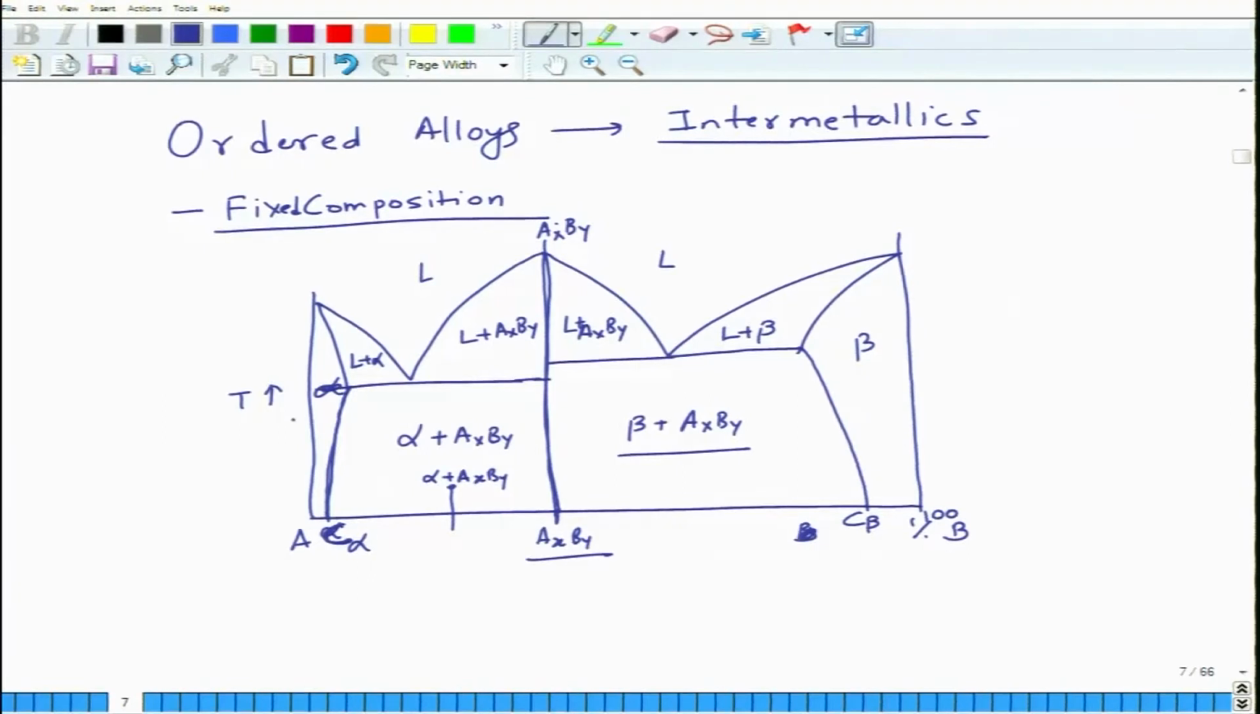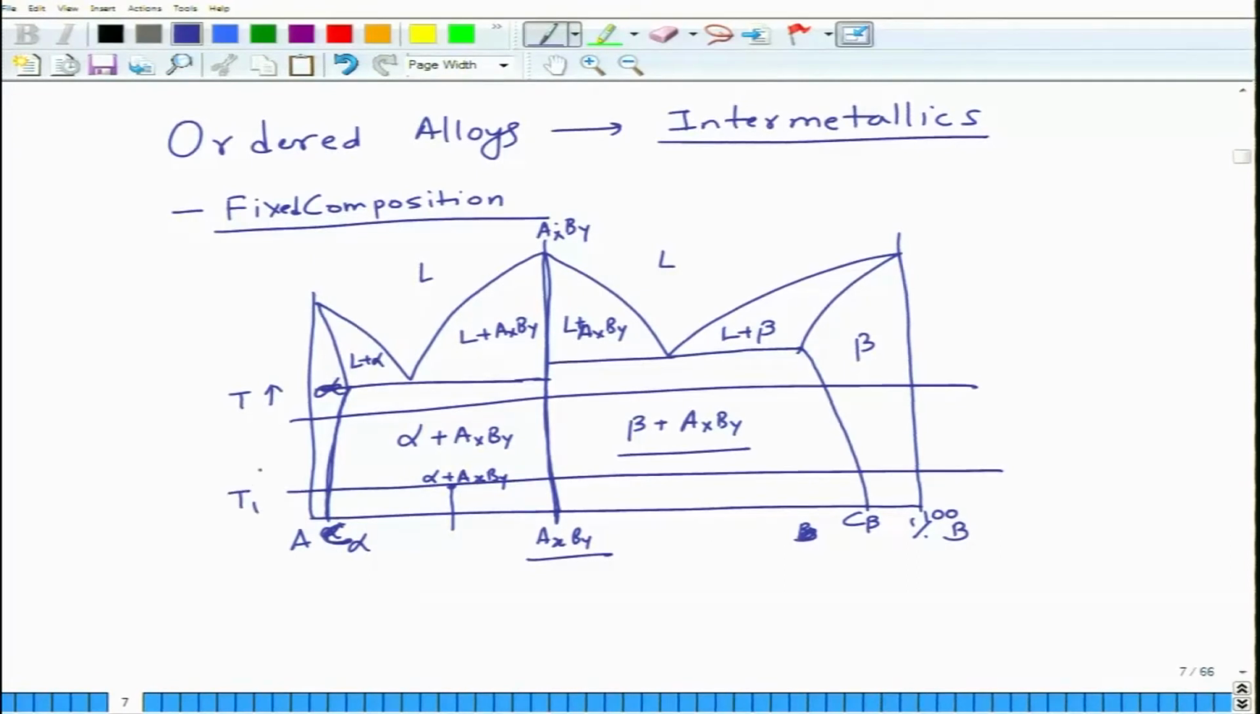So, if you compare these two temperatures, T1 and T2, at T2 alpha has more amount of B than at T1, right. Similarly, at T2 beta has more amount of A than at T1, is that right? But you can see AXBY remains vertical, the composition of AXBY does not change, it is a line compound, it remains fixed.